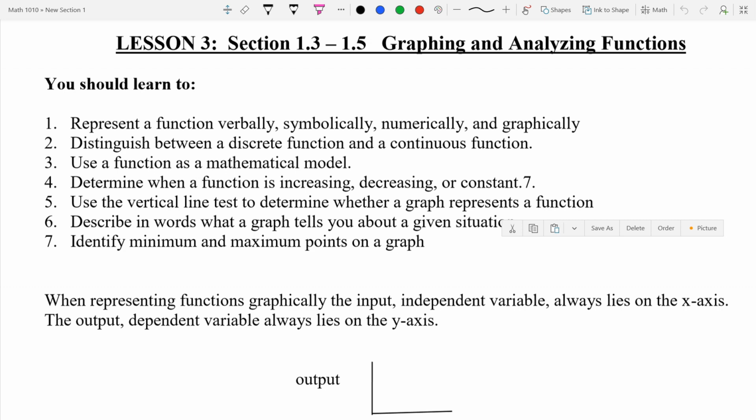This is lesson 3. Okay, so I have a question. What did your group come up with? Do you connect the dots? Do you not connect the dots? You connect the dots is correct.